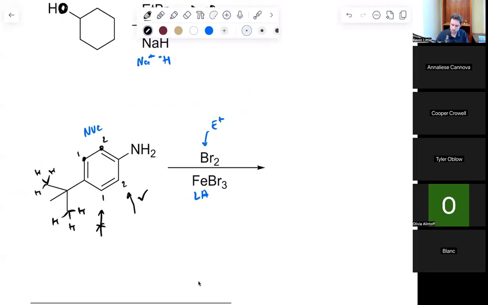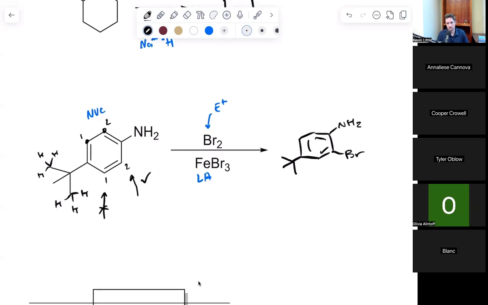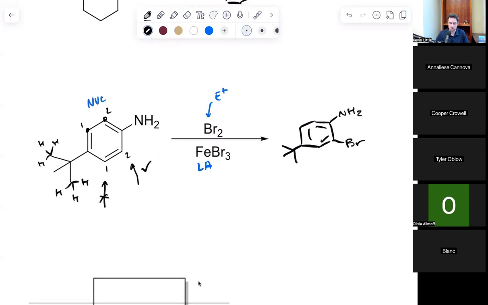So when I add this bromine to two, it's going to look like this. I'm going to preferentially add to the less bulky place when there's no other difference. And again, we'll talk about that on Wednesday. But right now, what I would expect you to know is that this Br2 with this Lewis acid is going to add a bromine to the benzene.